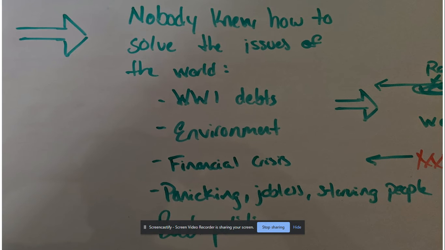I'll give a little bit more insider information as to how to answer the question. We know that nobody at this time knew how to solve the issues of the world. There were still debts that existed after World War One, in which people owed too much money, but they couldn't really make anything because they lacked resources, or their colonies were taken, or their people were hungry and upset. And so the debt of World War One didn't really help.